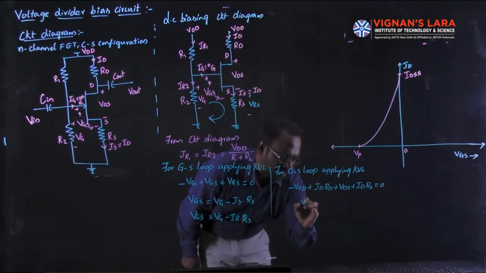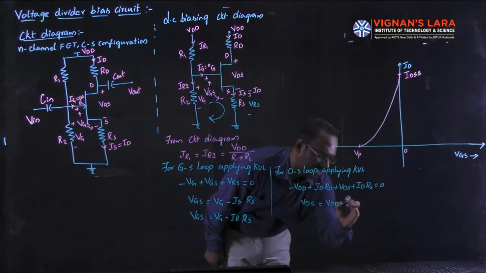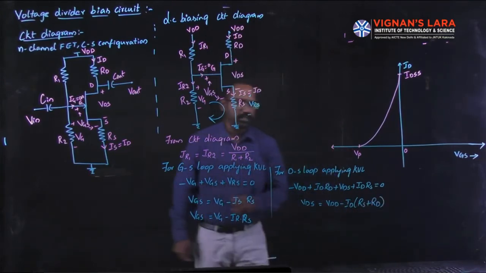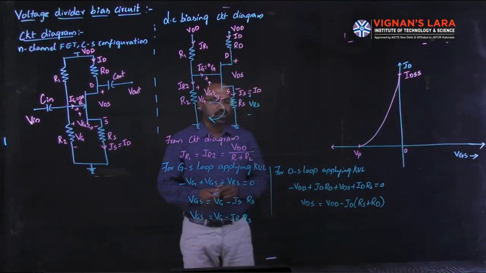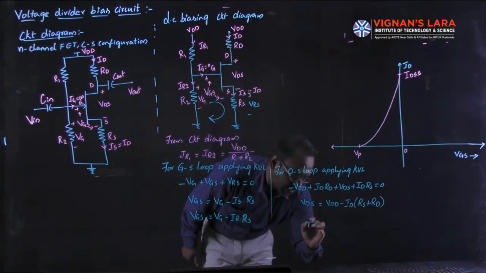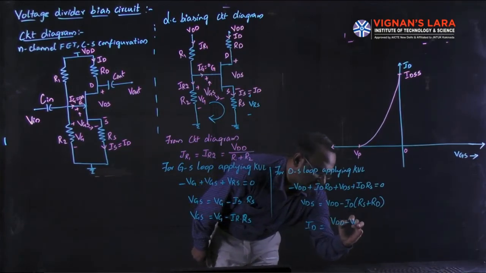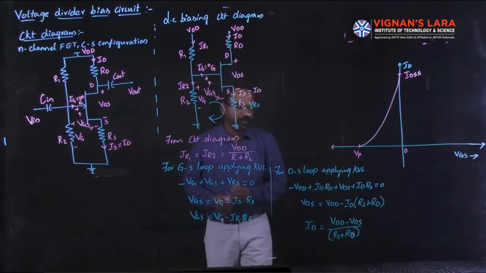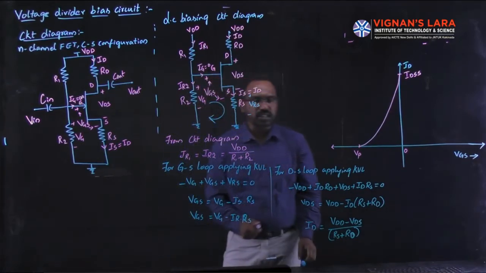So from this I can write the expression for VDS is equal to VDD minus, if you take ID as common, it will be RS plus RD. So this expression is going to give what is the drain to source voltage. And similarly, ID is equal to VDD minus VDS divided by RS plus RD. Right? So now we are going to find out what is the Q point.